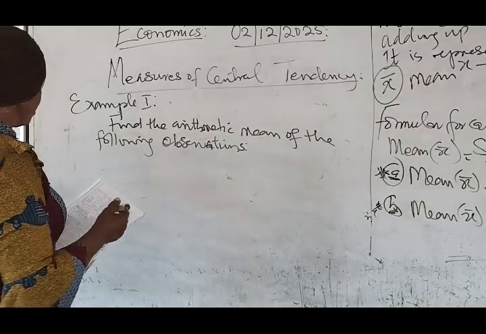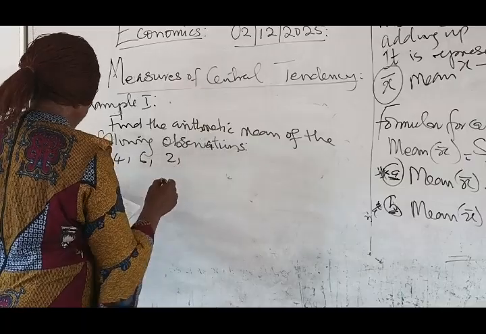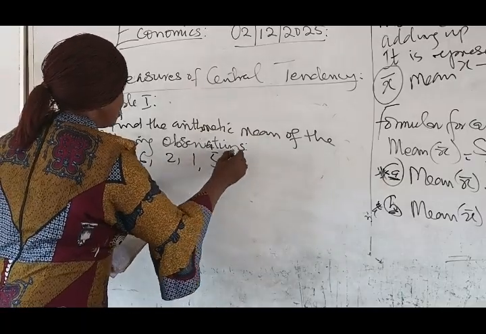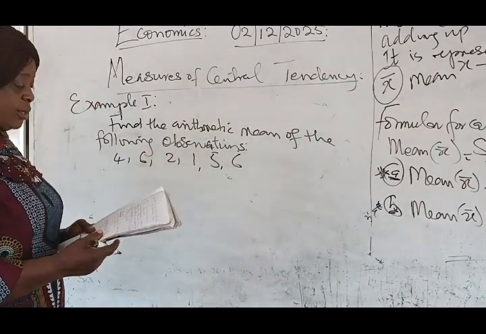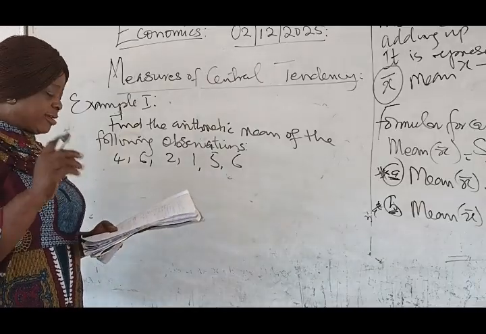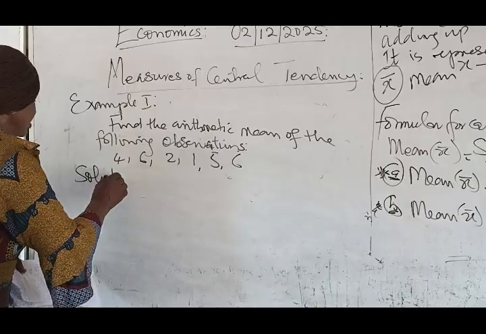What are these observations? We have 4, 6, 2, 1, 5, and 6. This is a set of numbers given, and you are asked to find the mean or arithmetic mean. Now let us look at how we are going to solve it.